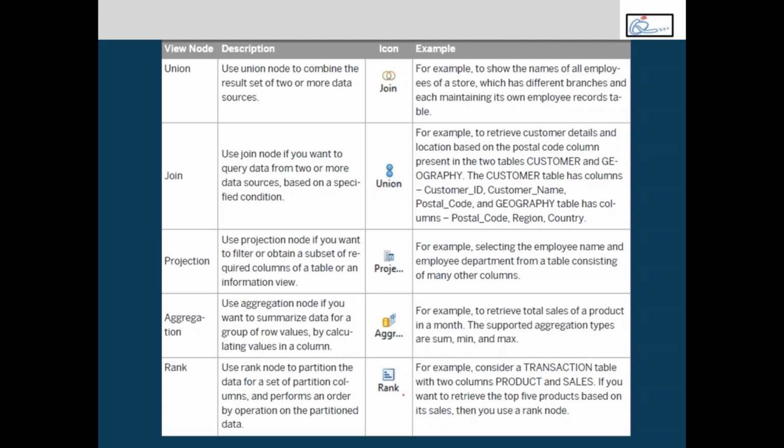Okay. Next, projection takes one input and gives out one output. Only one object or one source, one result set or one data source as the source, and it will have one output.